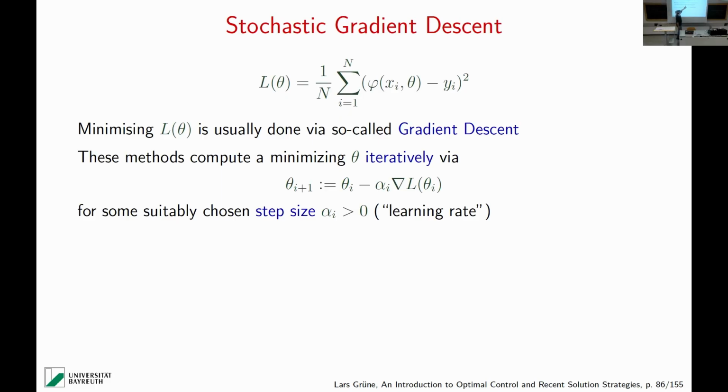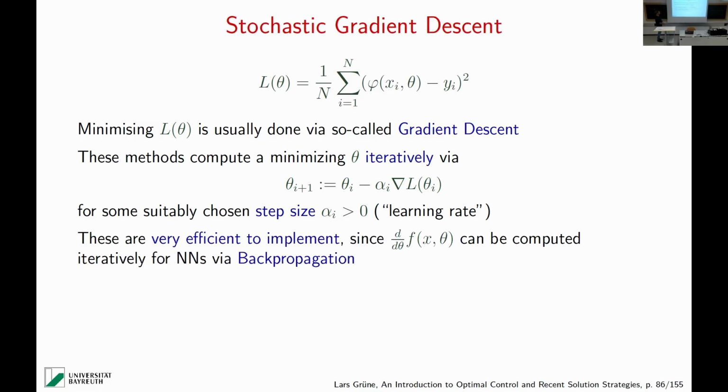So the parameter vector at iteration i+1 is the parameter vector before minus some learning rate or step size times the gradient with respect to theta of L, L of theta at theta_i.